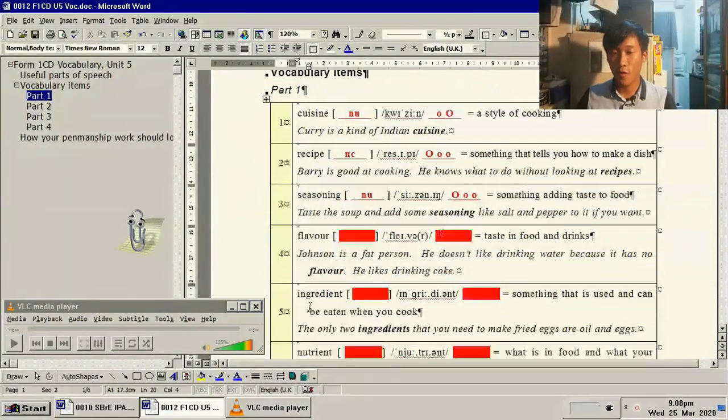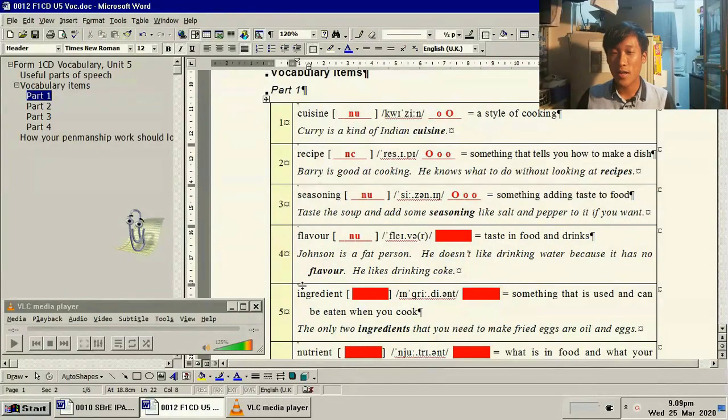Going on to item 4. Because it has no this thing, it's a noun, and we cannot tell if it is countable or uncountable, but if you look at the meaning, taste in food and drinks, you know that it is actually uncountable. It's a kind of idea that is not easy to understand. We cannot count 1, 2, 3, so it's uncountable.